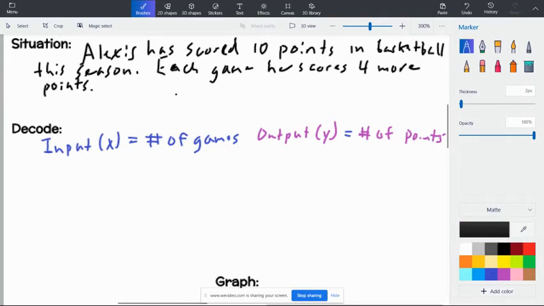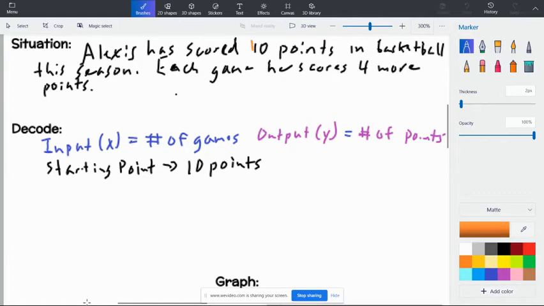The second thing we want to figure out is our starting point. Pause the video, think about what your starting point is. Our starting point is going to be 10 points. Okay, that's the starting point there. By the way, I don't think it's a bad idea to color code these, box this in with orange. Our outputs, the number of points, and our input as the amount of games. I never think it's a bad idea to color code. I think it's actually a good idea.